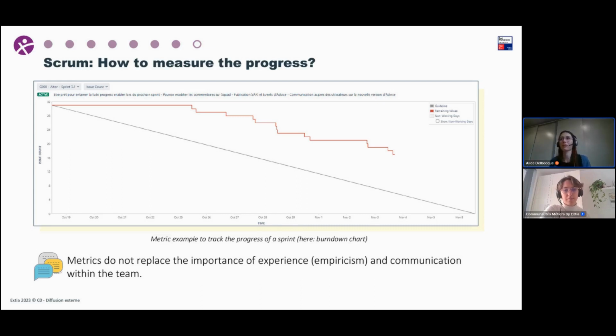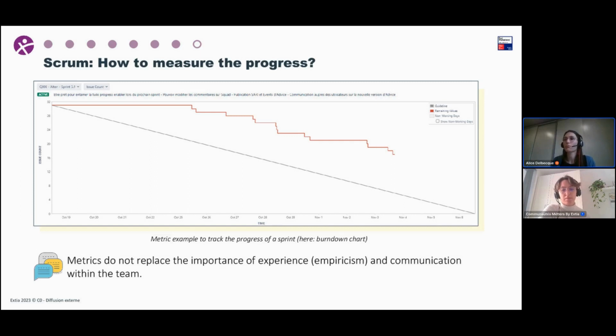However, sometimes we are also asked to show other metrics and measure the progress towards the sprint. So you can have something like that. It's a real example from one of my previous teams. We call this kind of diagram a burn down chart. And so the aim is really to see if we are closing the items progressively or if we are doing it all at the end of the sprint.